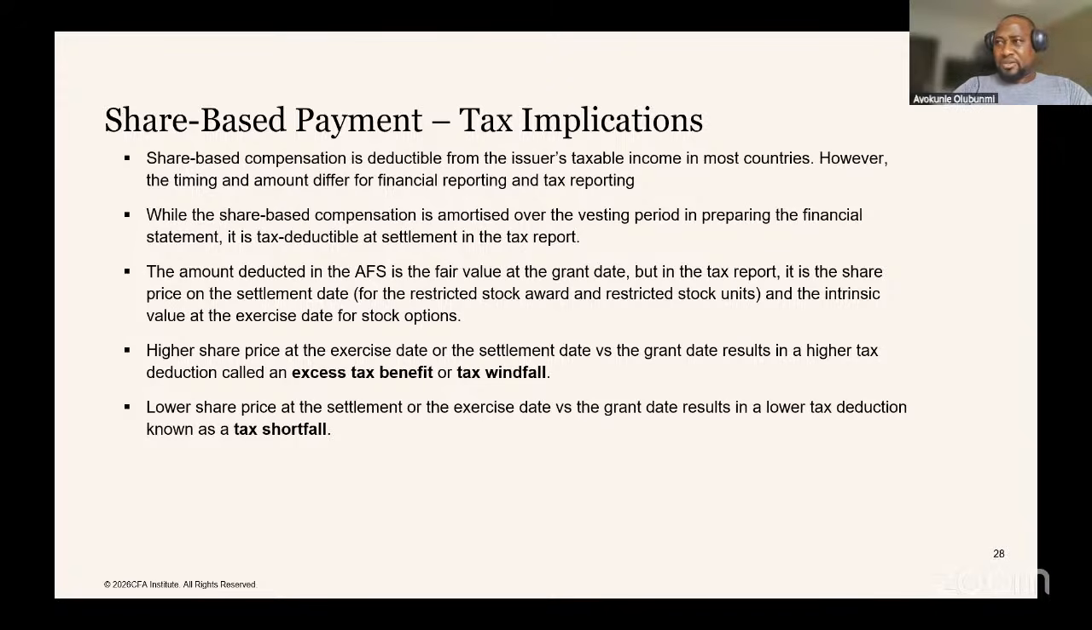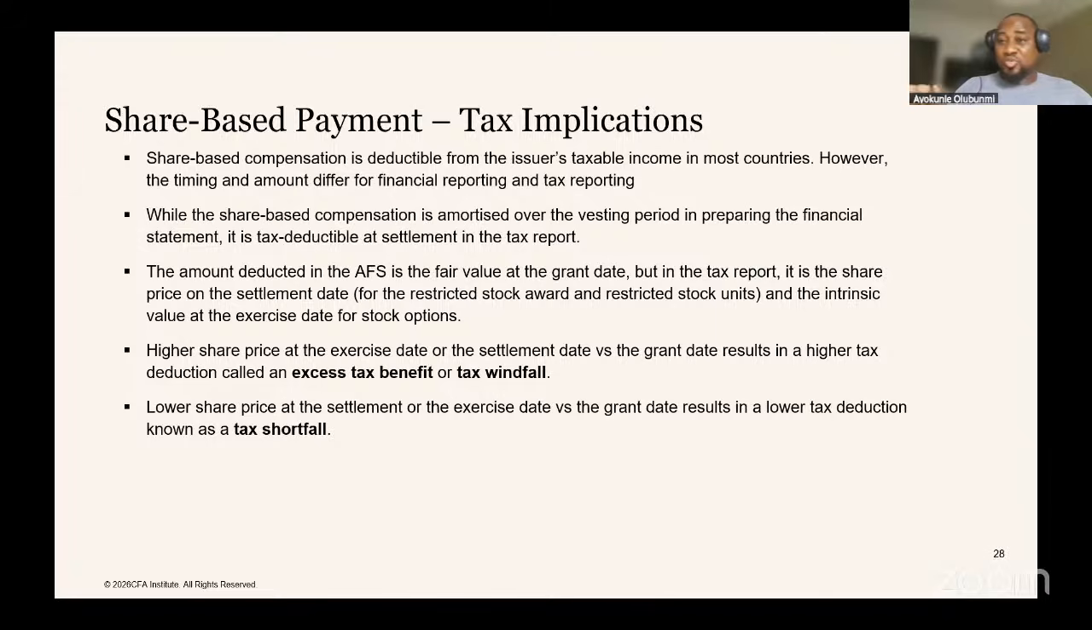Remember from your Level 1 that your financial statements can be a bit different from your tax reports. In your financial statements, based on what we've discussed, we use the value of those shares on the grant date to determine the share-based compensation expense. However, the tax can only use the value of the shares on the settlement date. And there might be differences between the value of the shares on the grant date and the value on the settlement date.